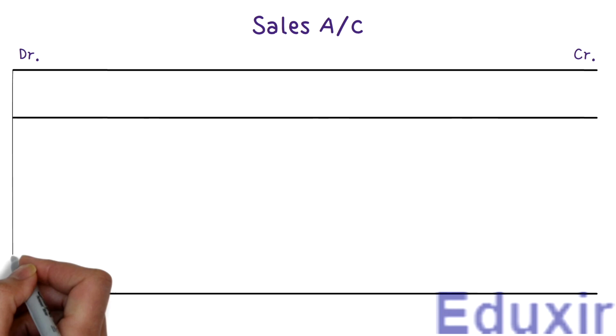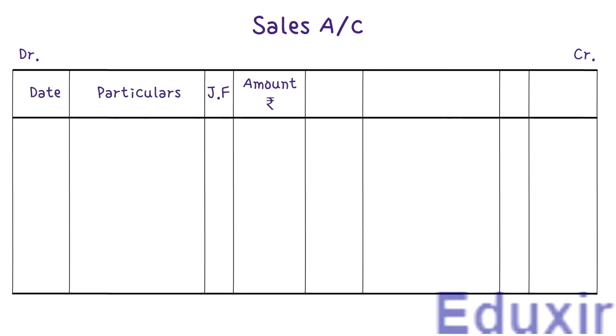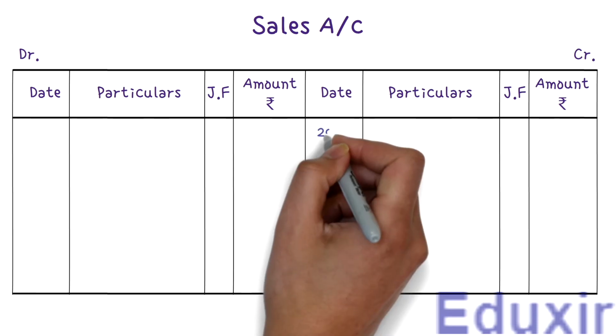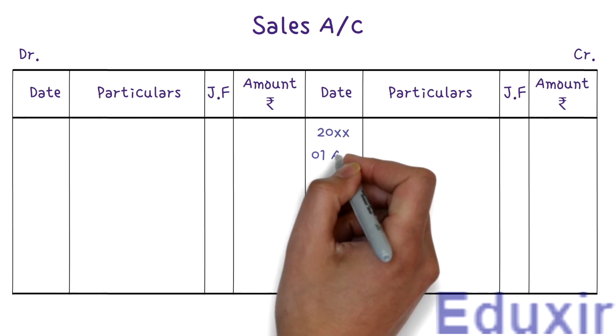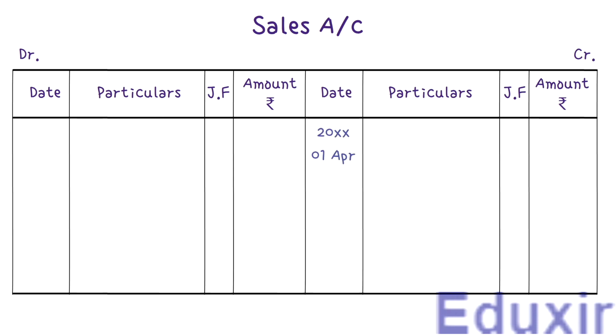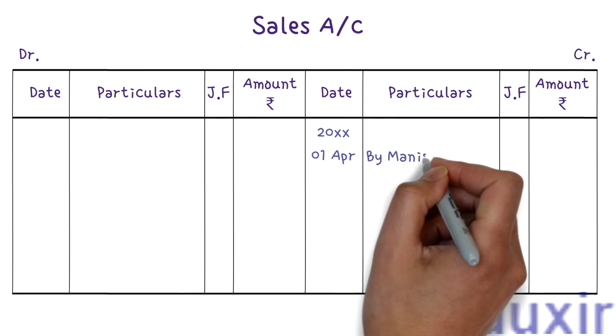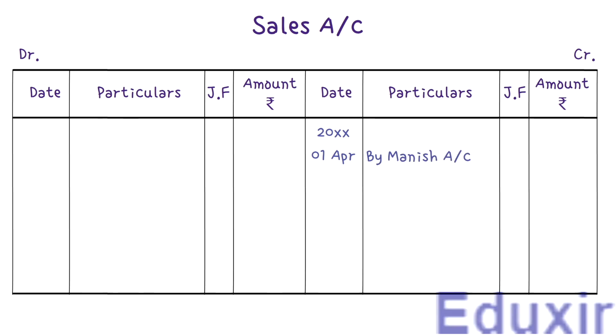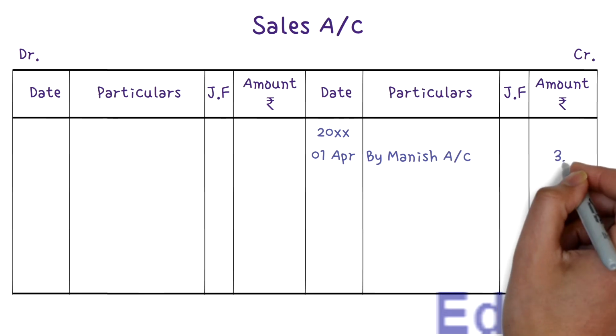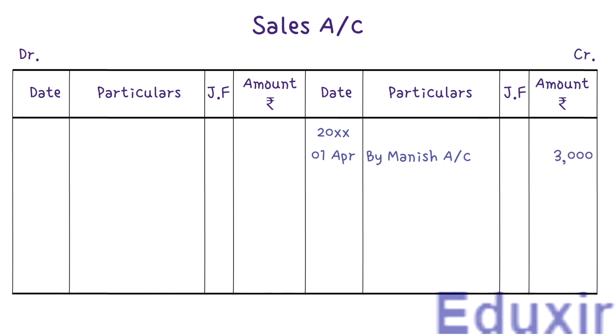Let us have the ledger account format with all the headers. As this is the first entry on the credit side, let us first write the year in the date column. Let us then write the date. We need to write by Manish account into the particulars column. Let us then write the credit amount of 3000 rupees in the amount column. That completes the posting of this journal entry into sales account. Let us now take up the next entry.